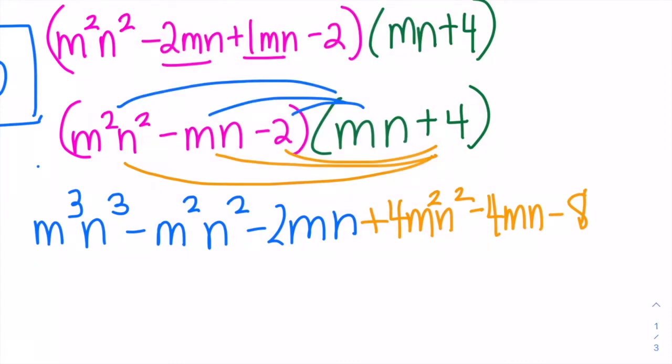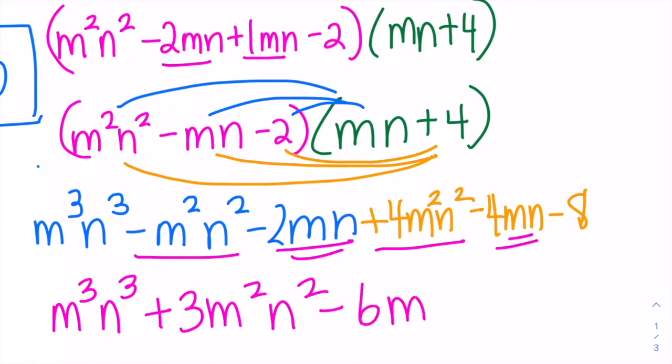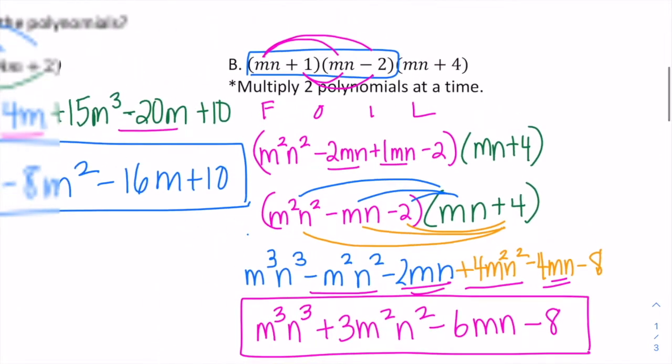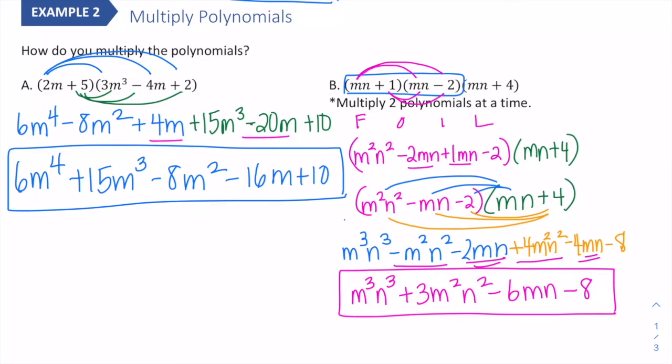And so we don't have any like terms for the cube, so m cubed n cubed. We do have some squareds here. So when we put those together, we'll have plus 3m squared n squared. We have negative 2mn and negative 4mn. That's negative 6mn. And lastly, the constant minus 8. So just remember, when you multiply polynomials, you can only multiply 2 at a time.